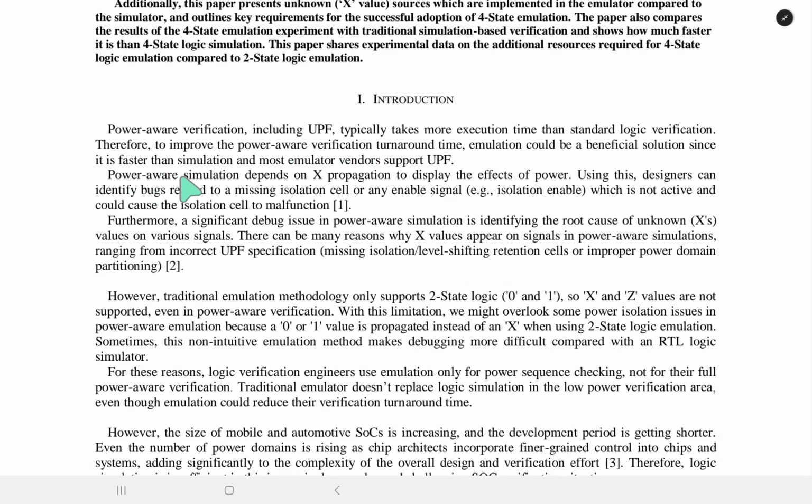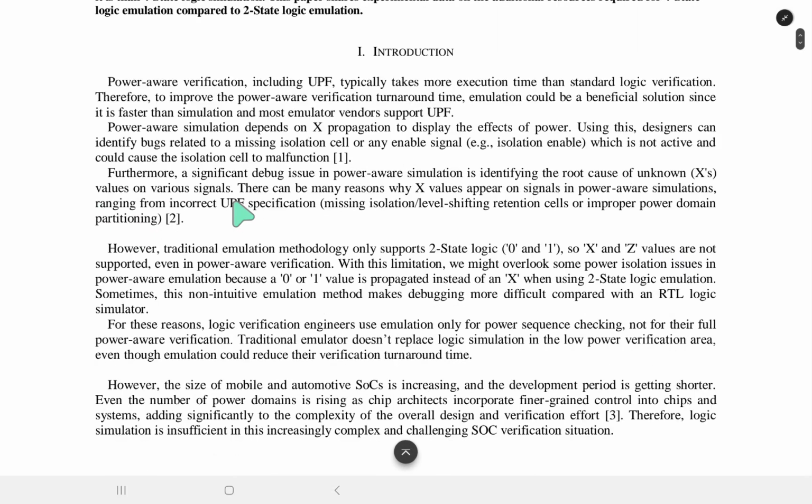The power-aware simulation depends on the X propagation to display the effect of the power. Using this, the designer can identify bugs related to the missing isolation cell or any enable signals. For example, an isolation enable which is not active could cause the isolation cell to malfunction.